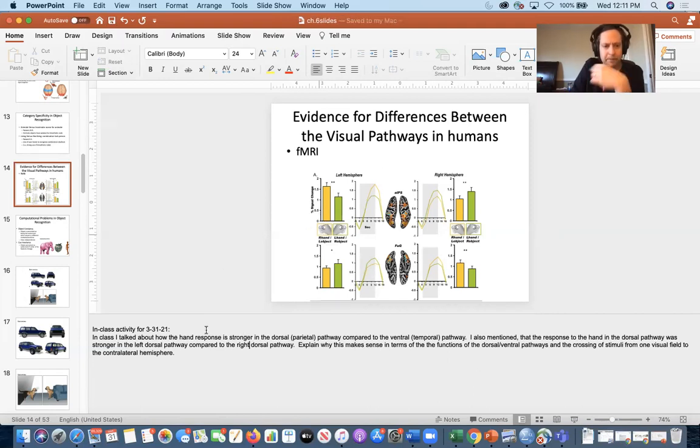Yeah. So we're talking about this hand right here. Thank you for that. That really saved me. In class, I talked about how the hand, and I'll put in the yellow square, brain response is stronger in the dorsal pathway compared to the ventral pathway. That makes sense. I also mentioned that the response to the hand in the dorsal pathway was stronger in the left dorsal pathway compared to the right dorsal pathway. Thank you for that clarification. That's totally right. I don't know what I was thinking. Explain why this makes sense in terms of the functions of the dorsal ventral pathways and the crossing of stimuli from one visual field to the contralateral hemisphere.